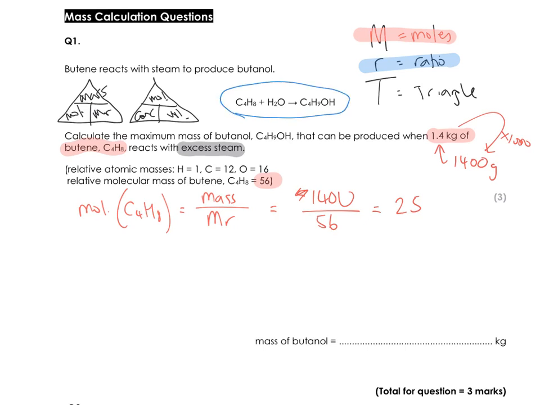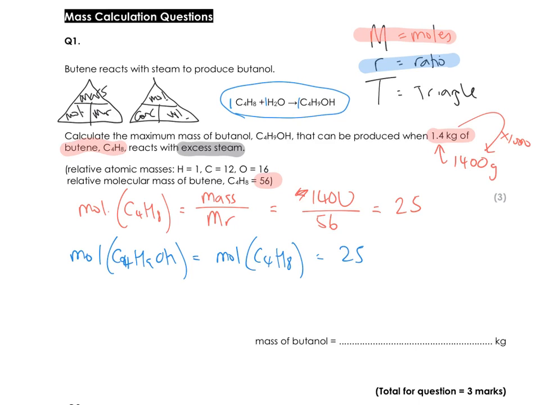Now our next step, ratio, that refers to the ratio in this equation. And here there isn't really a ratio to use. Everything has no number in front of it, so it's 1 to 1 to 1. What that means is that if I've got 1 mole of this, then it will make 1 mole of this. Okay, so if I've got 1 mole of the butene, I'll make 1 mole of the butanol. So that means that the moles of the butanol, C4H9OH, equals the moles of the C4H8, which equals 25.